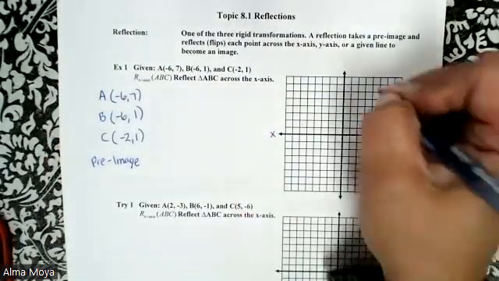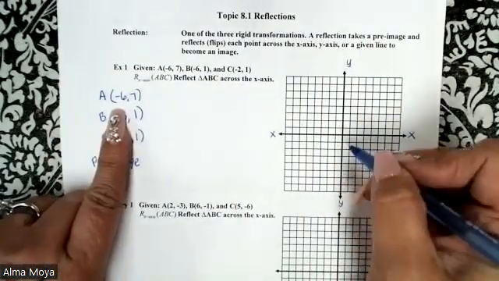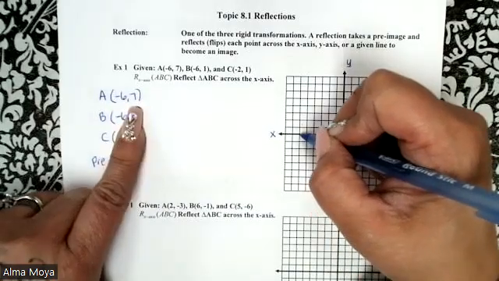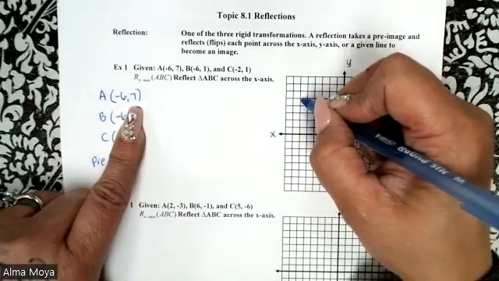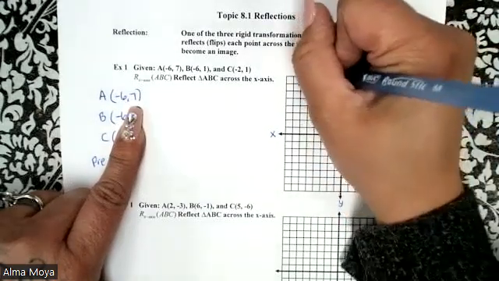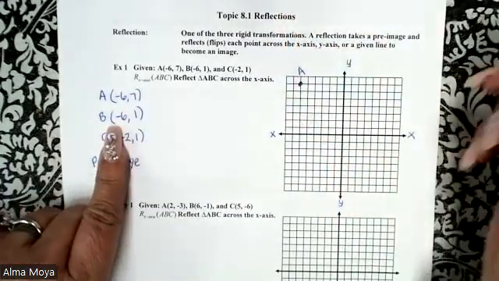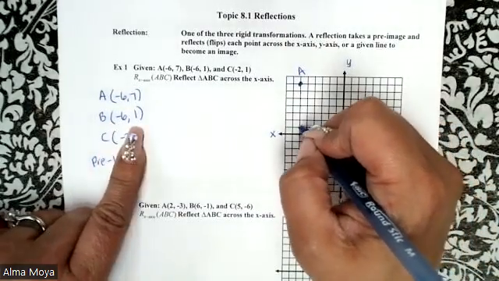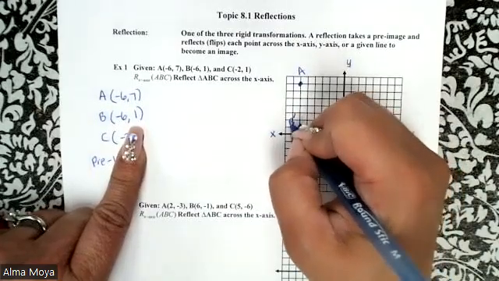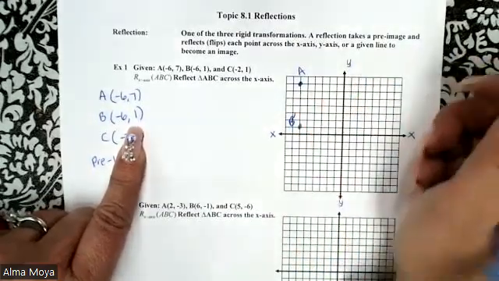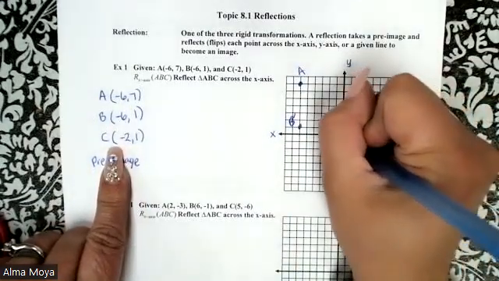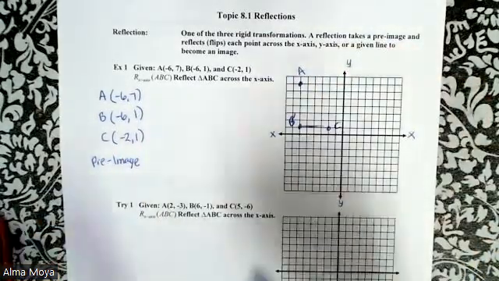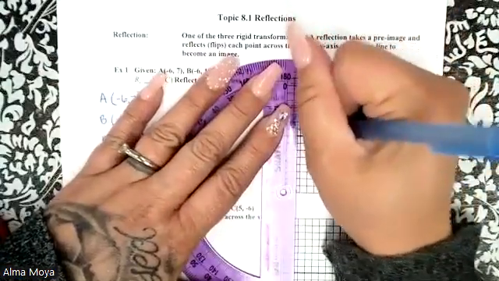This is my x-axis. This is my y-axis. The first point is -6, so -1, 2, 3, 4, 5, 6. Then I'm going to go up 7, 1, 2, 3, 4, 5, 6, 7. That's going to be my point A. My point B is going to go to -6, 1. So that's going to be my B. Oh, don't write prime, sorry. Don't write prime. And then C is -2, 1. Let's use a straight edge and draw our triangle because that's the shape that we have here.